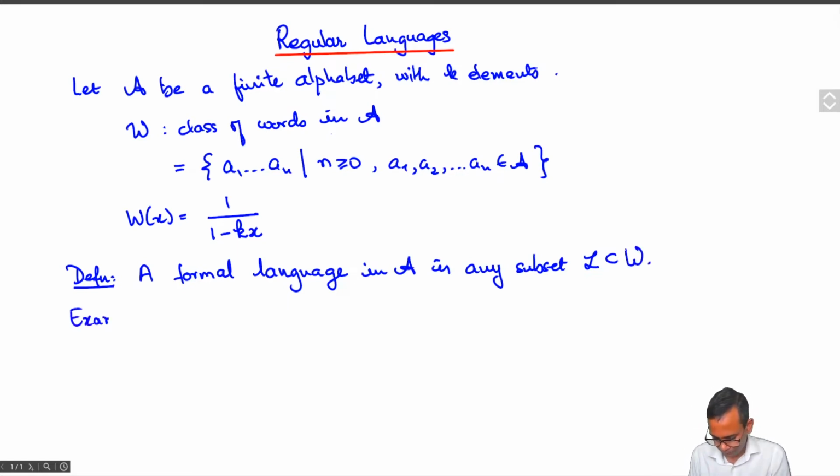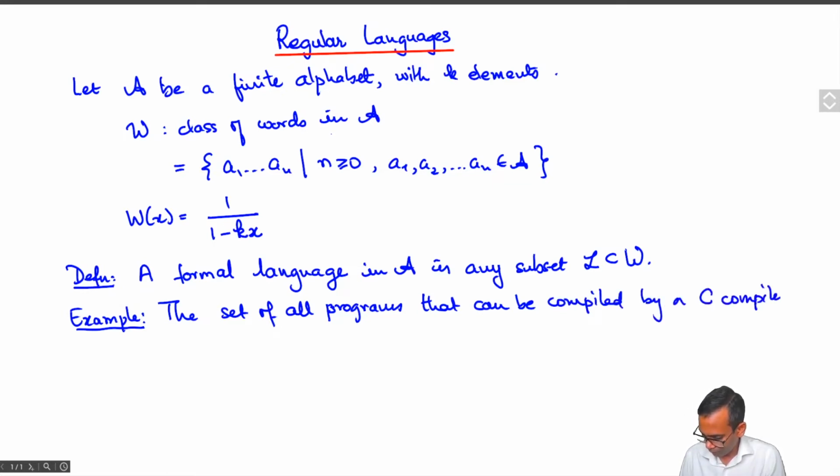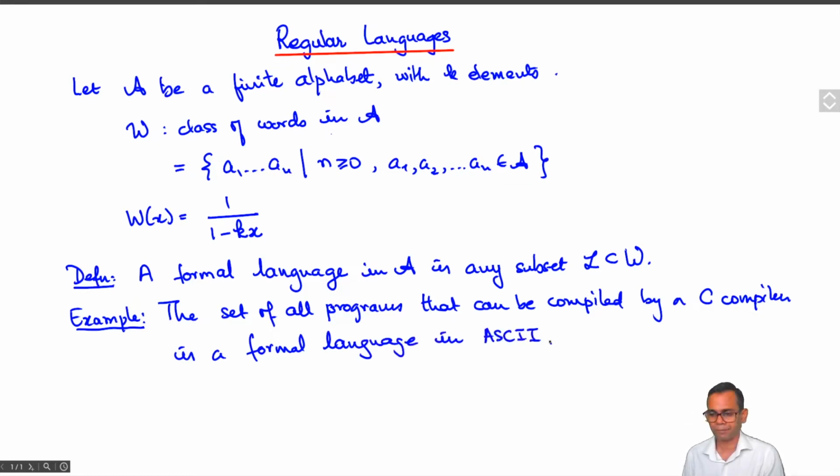So for example, the set of all computer programs that can be compiled by a C compiler, this is a language in the ASCII alphabet. But these kinds of examples are extremely complex, and we will not try to subject them to combinatorial analysis. Let me give you another example.